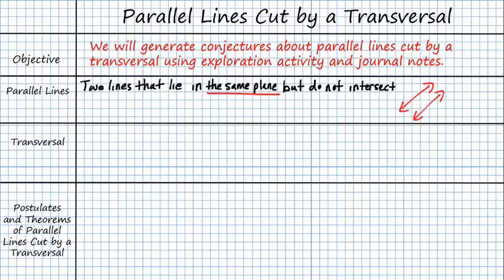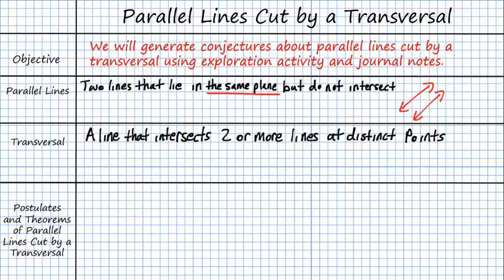Interestingly enough, we can also have another definition called a skew pair, and skew pairs are two lines that lie in different planes and do not intersect, and we'll get to those later. But for now, let's go ahead and define the transversal. The transversal is a line that intersects two or more lines at distinct points.